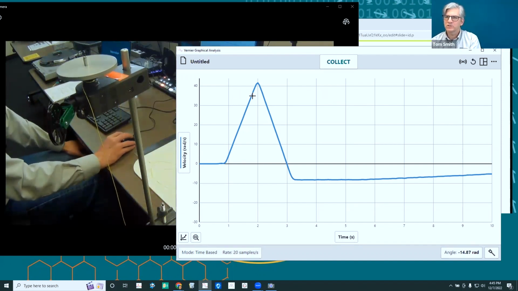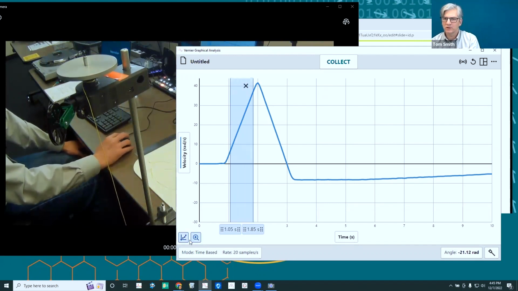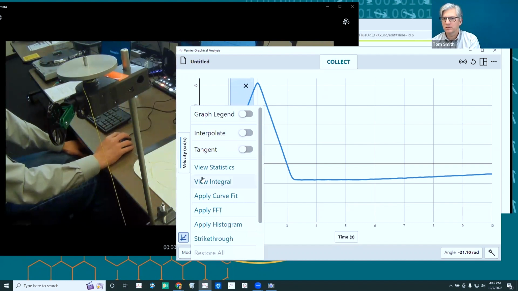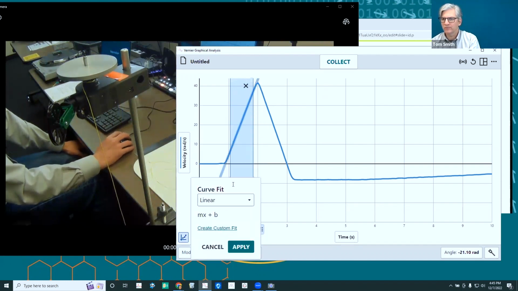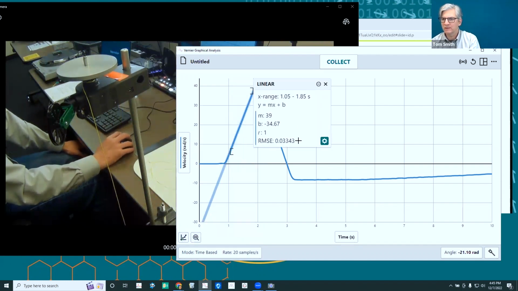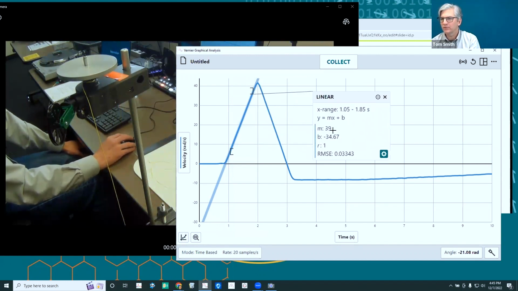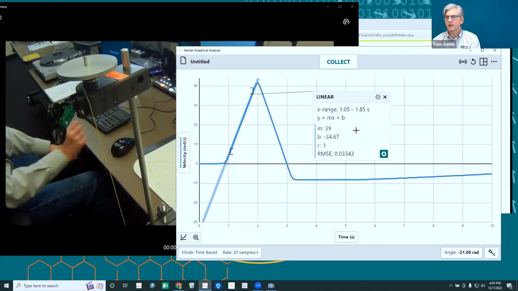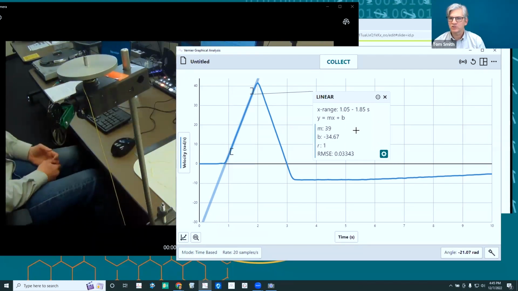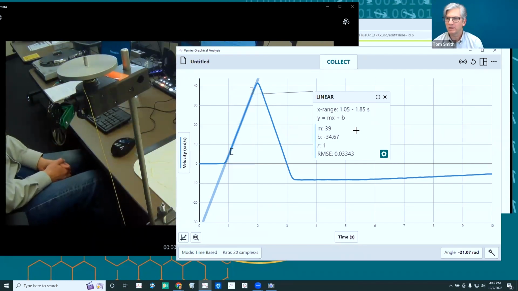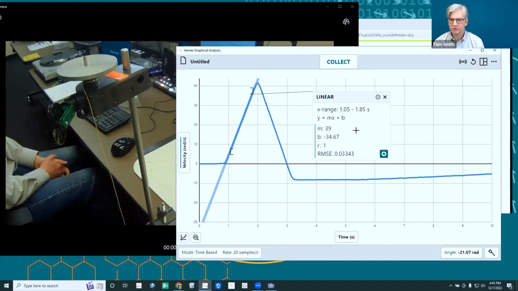And we're really interested in this section right here to get our angular acceleration. So if we look at a curve fit for that particular section of data, we can pull the slope off of this of 39. So 39 radians per second squared is our angular acceleration for that particular setup.